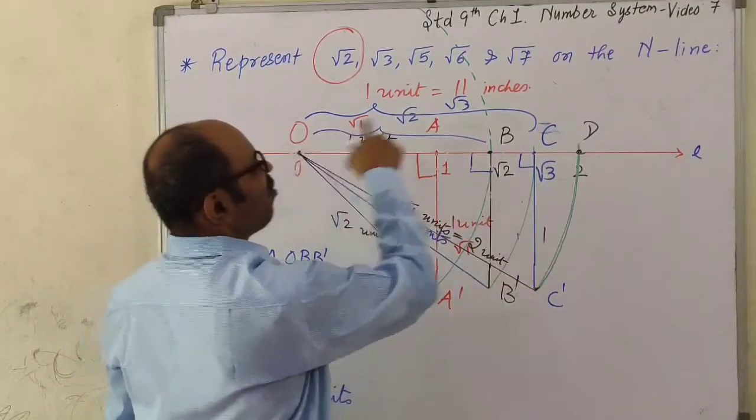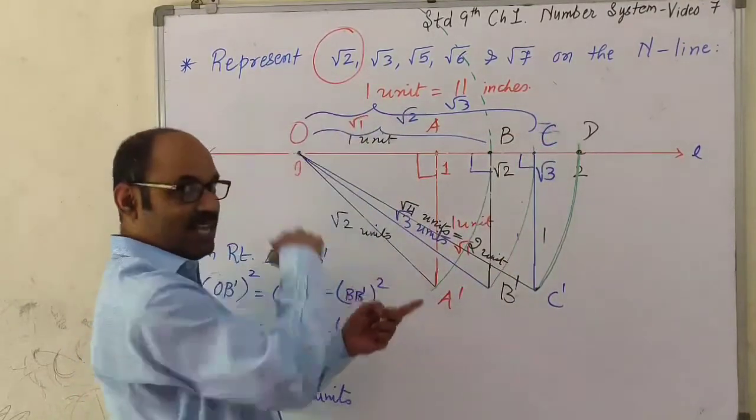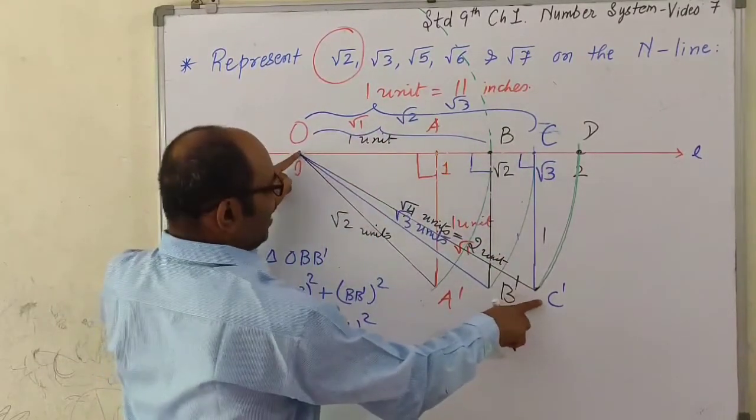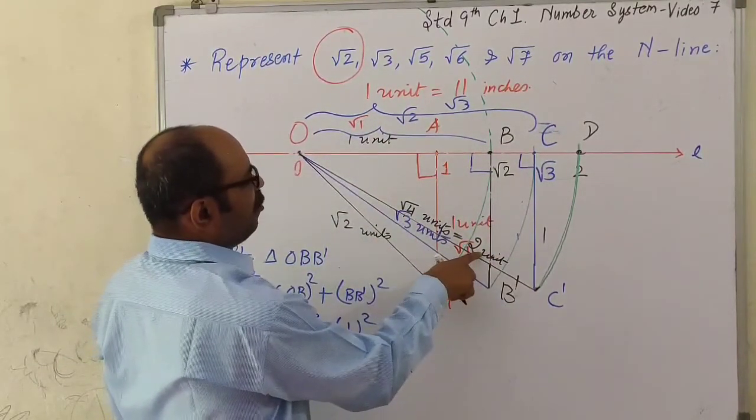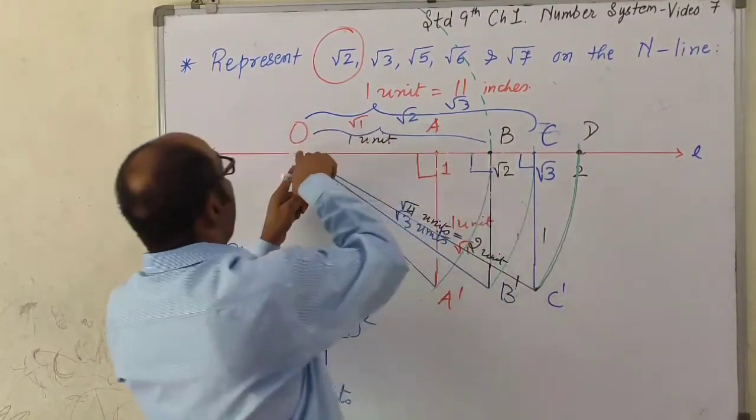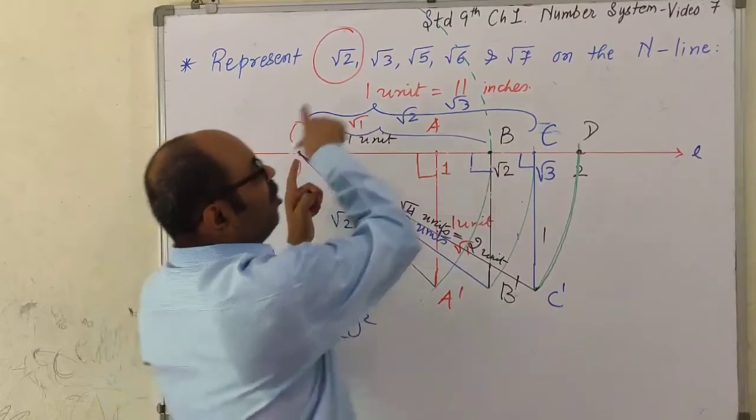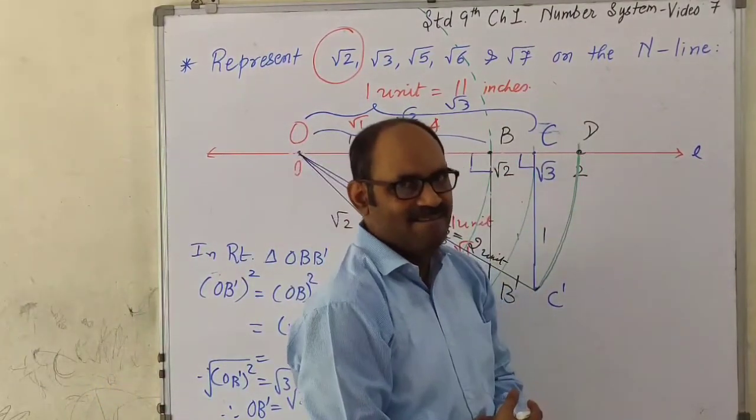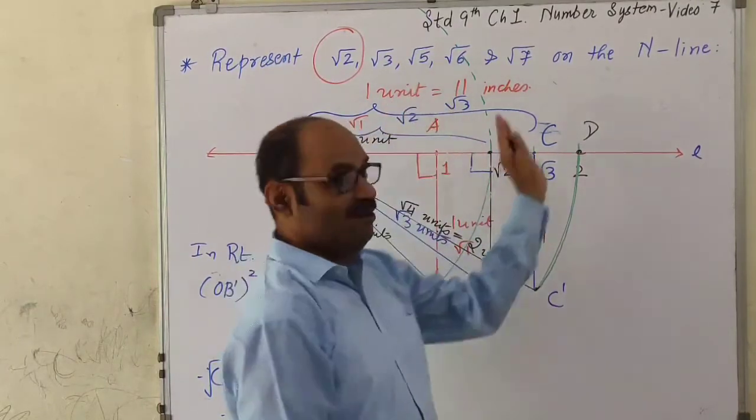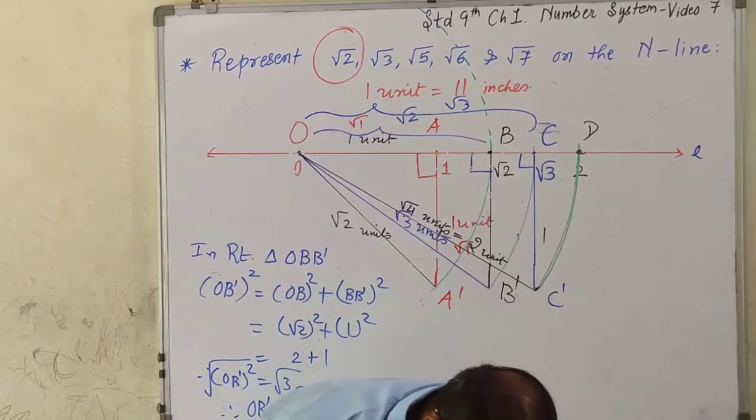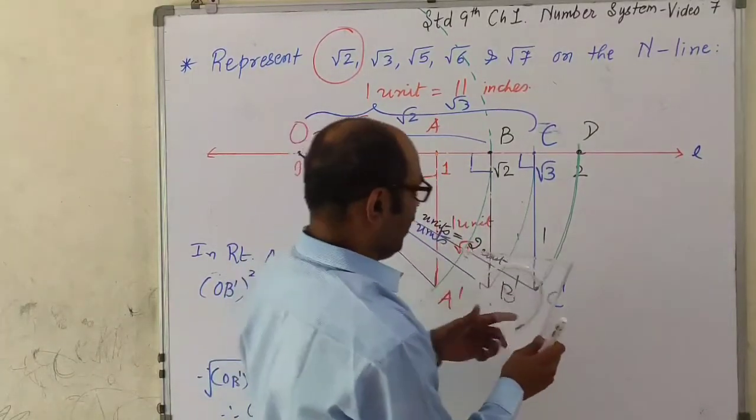Call this point D. OC dash is equal to OD, radii of the same circle, the third circle that we draw. Now OC dash is root 4, that means 2 units. So OD also has to be 2 units. If O is origin and corresponding to 0, then 2 should correspond to D, which is already there. Now root 5 will come after 2. It will be after 2. Same procedure.